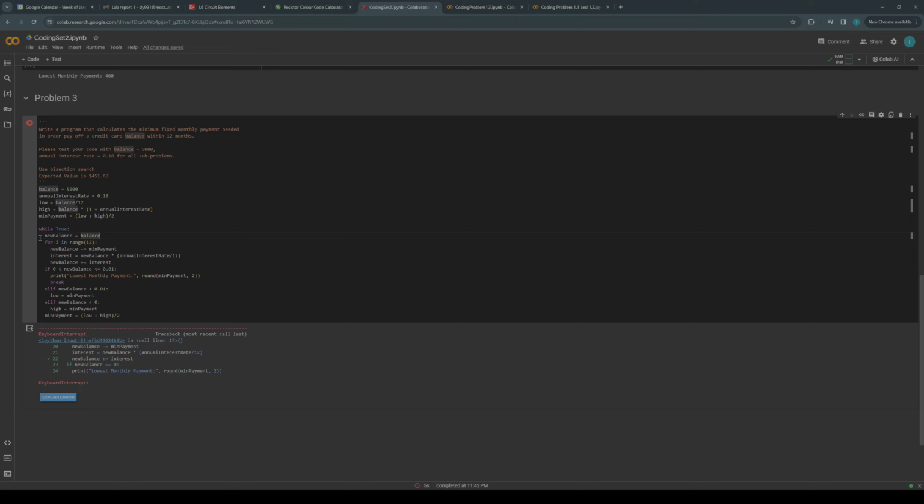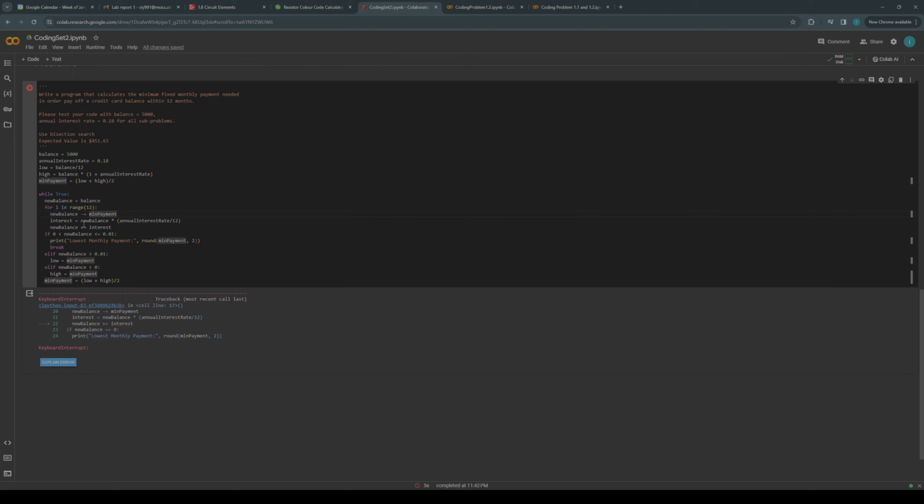Here it's important to say that new balance is equal to balance, because we want to make sure that each time we start this while loop, it resets that new balance to 5,000. So we're going to have our for loop and we're going to go through it 12 times because there are 12 months. We're going to have new balance minus equal to the minimum payment. That just makes sense. That's your minimum payment. Then you're going to add on the interest after you make that minimum payment.